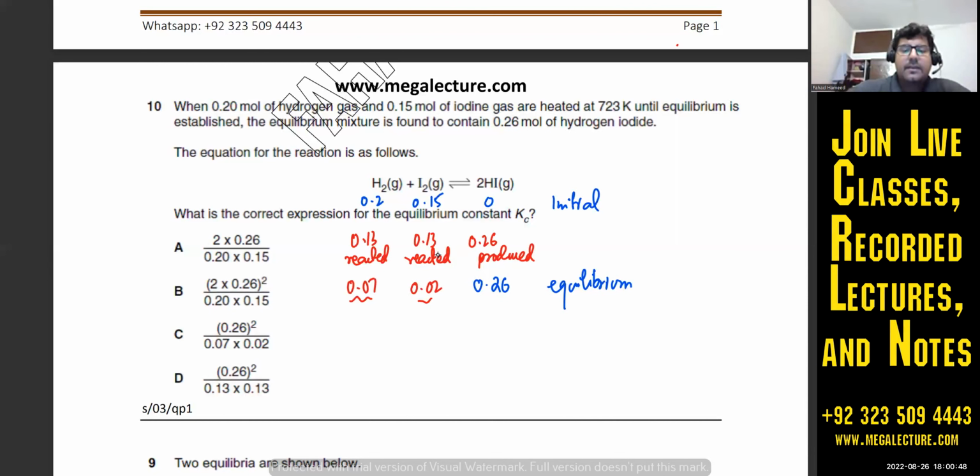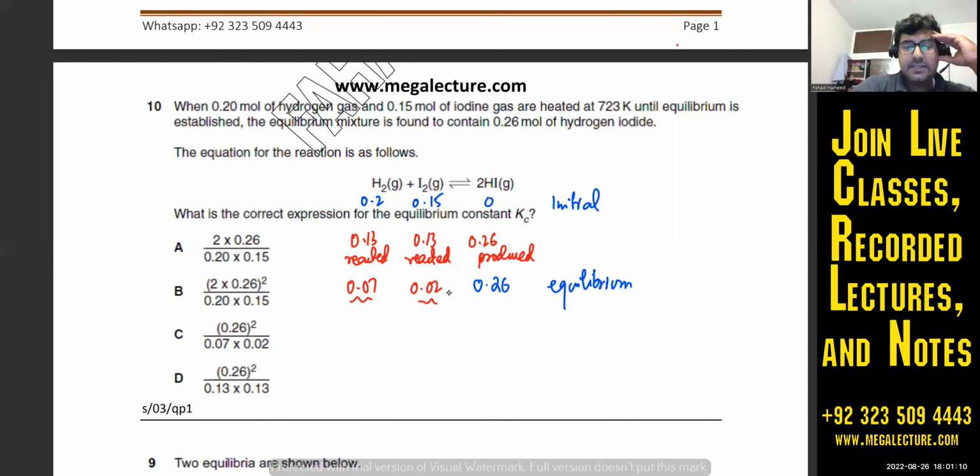0.07. It was given that there were 0 initially, and at the end you have 0.26, so that means 0.26 got produced. To produce 0.26, 0.13 of this and this must have reacted. It's 1:1:2, right? So out of 0.15, 0.13 are gone. Out of 0.2, 0.13 are gone. So these are your equilibrium moles.